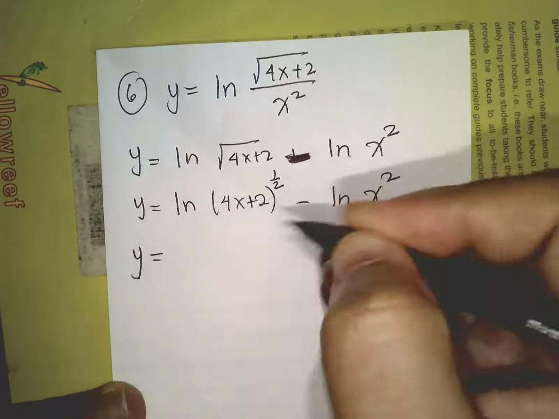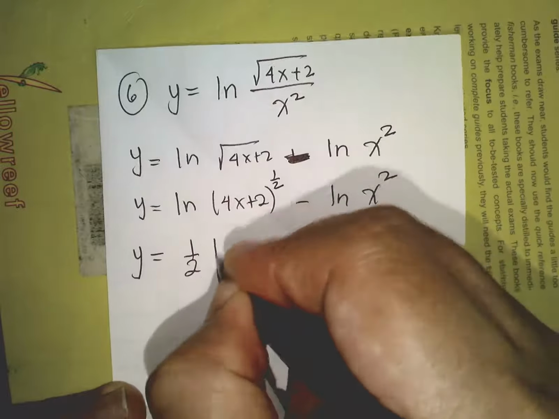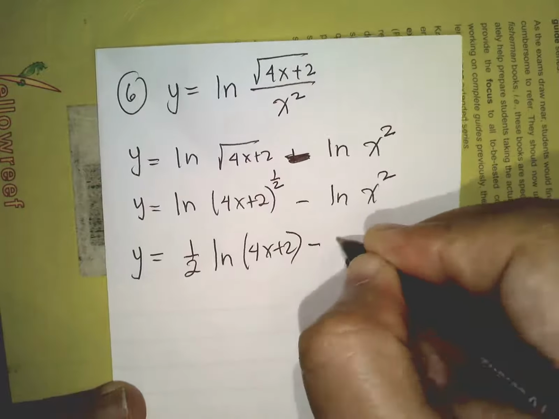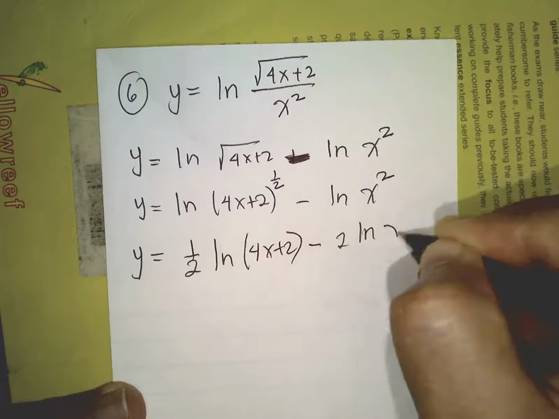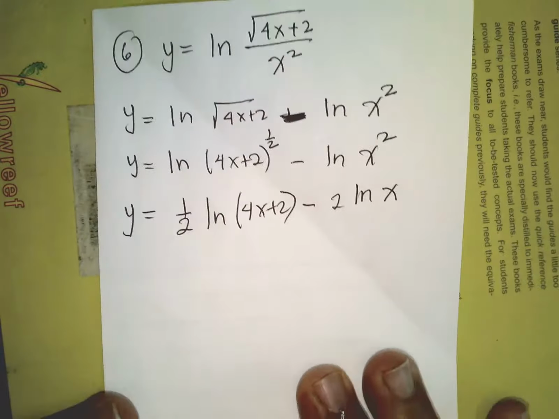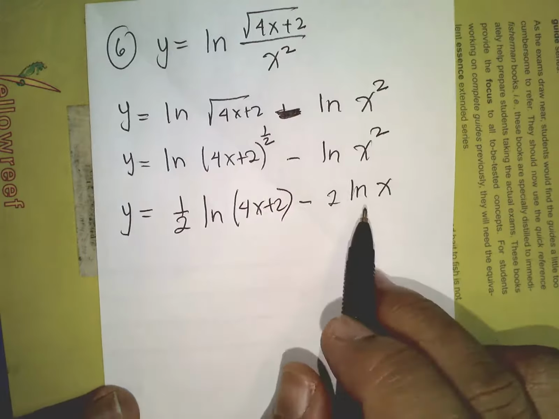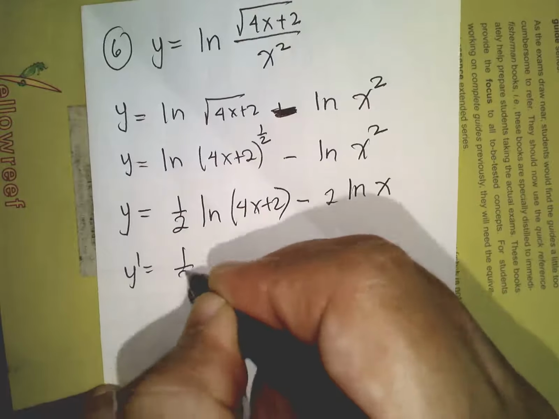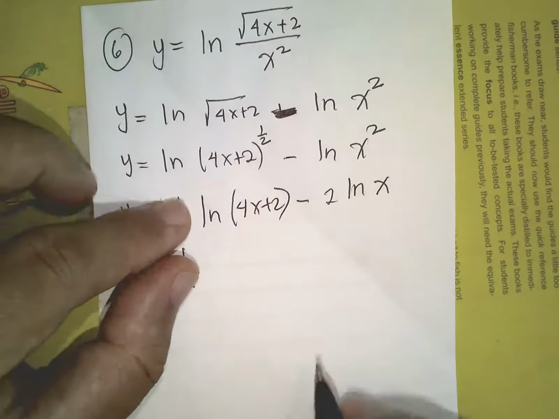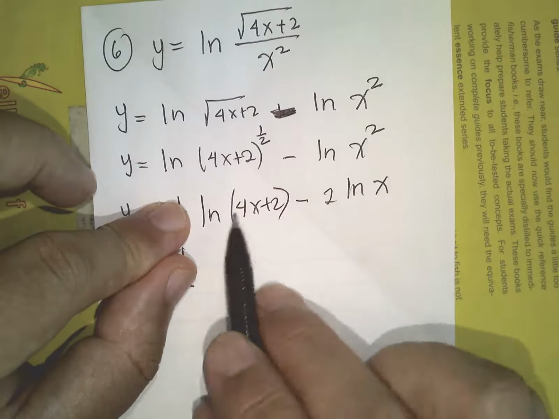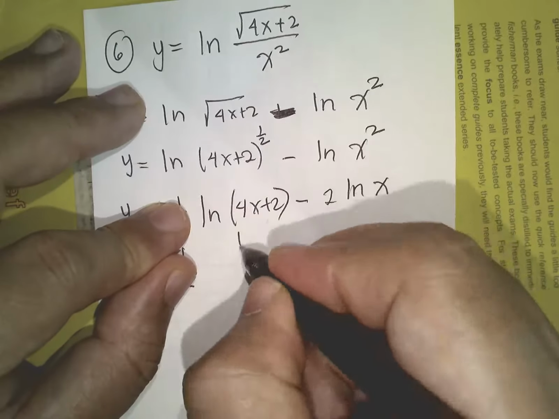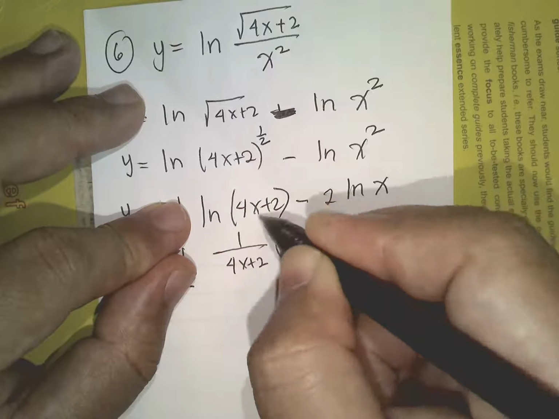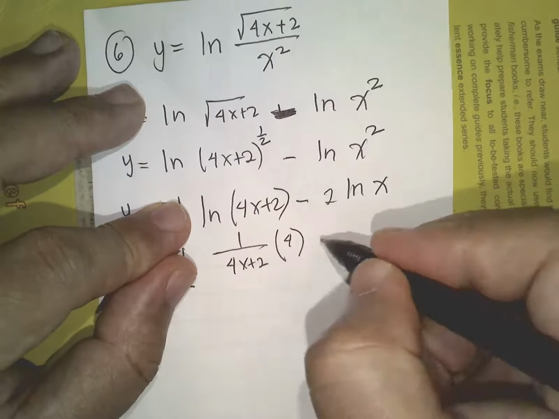Now you have the exponents, so what you can do is use the power law. So the y now is equal to half ln 4x plus 2, minus 2 ln x. Please take note that you are not yet taking the derivatives. You're only simplifying the given question. Then now you are ready to take the derivative. So y prime is equal to 1/2. Just ignore that 1/2, copy it, and take the derivative of this, which is equal to what? 1 over u, which is 4x plus 2, times the derivative of that, which is 4.